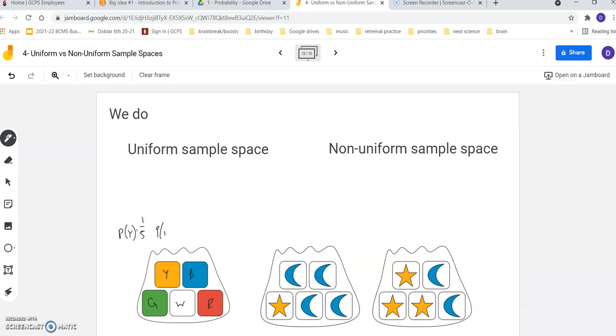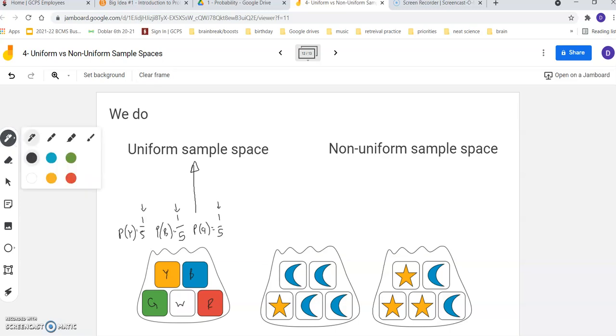My probability of a blue is one blue out of five total outcomes. Probability of green, there's one out of five possible outcomes, and so on. So all of my choices here all have the same probability. I have a 1 in 5 chance of pulling each card equally. We call that a uniform sample space.